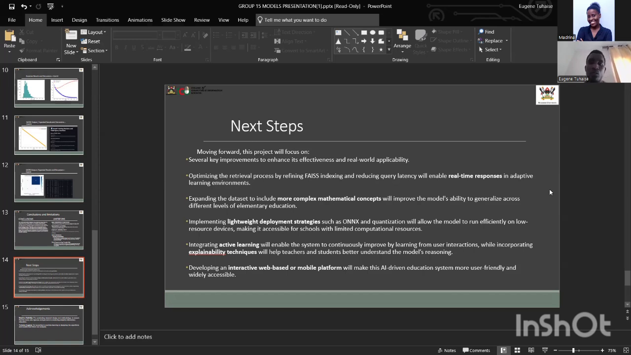So for now, we are using Streamlit to deploy our model. However, it's not very capable to run on low resource devices. Then integrating active learning, we shall need to integrate active learning to enable the system to improve through learners' user interactions while incorporating explainability in the explanations and the solutions that it gives. And finally, developing an interactive web and mobile platform that is going to make it AI-driven in the education sector, that's going to make it more user-friendly and in the future, highly and widely accessible.